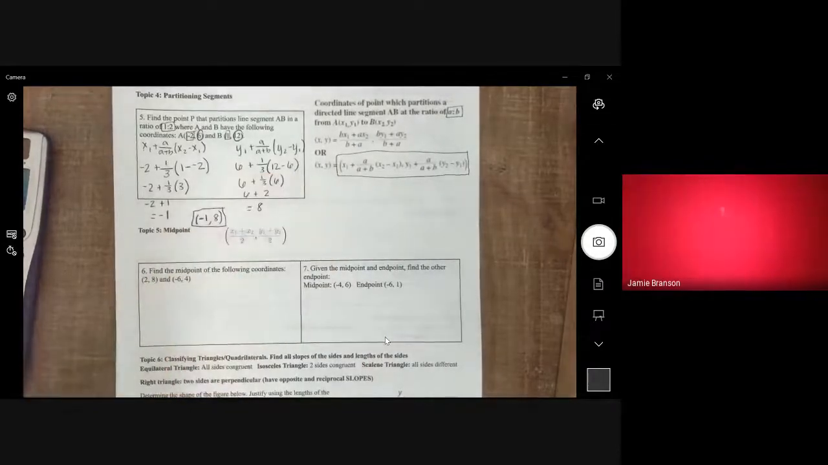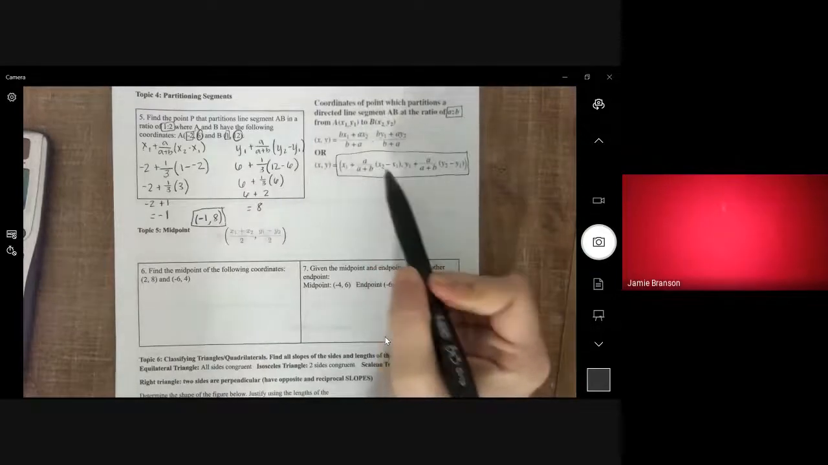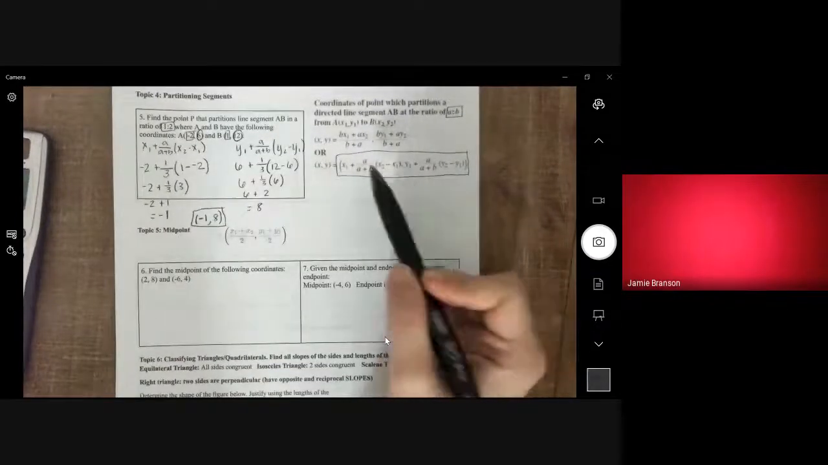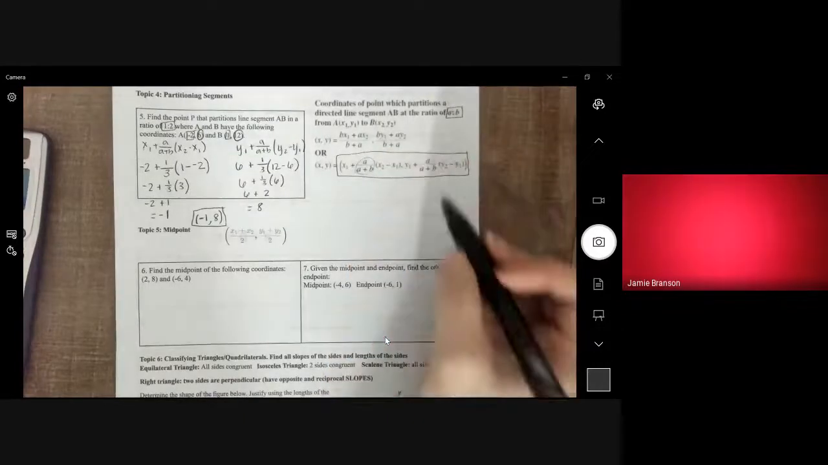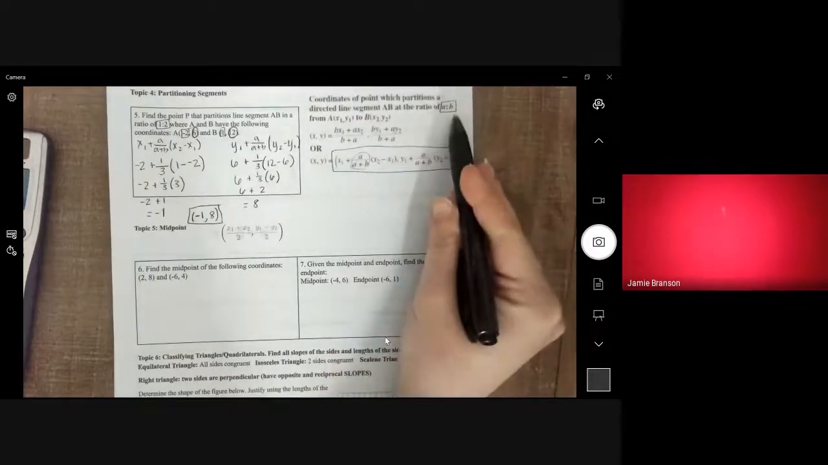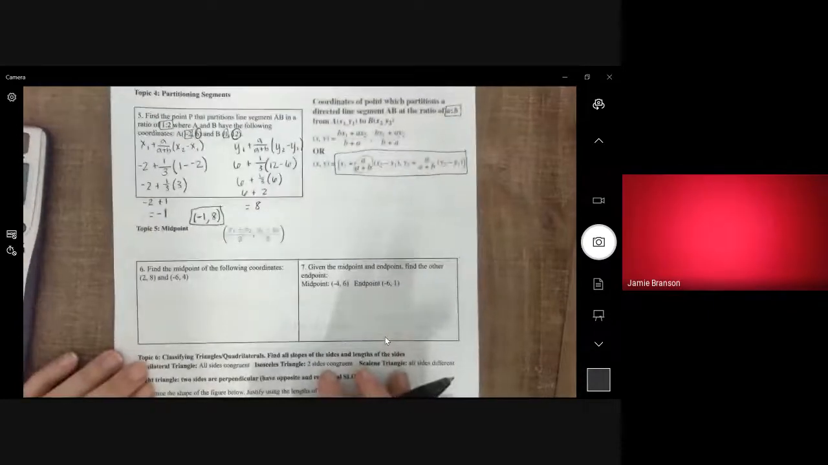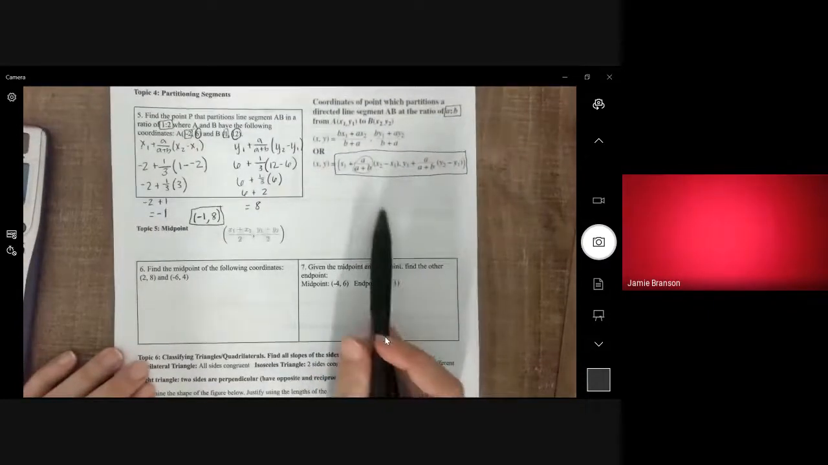Okay, and so if you get stuck there, just go through, label x1, x2, y1, y2, and then remember the a over a plus b, that comes from the ratio. A comes first, b is the second number. Okay, so that was partitioning. If you need to write that formula down, that will help when you're doing your practice.